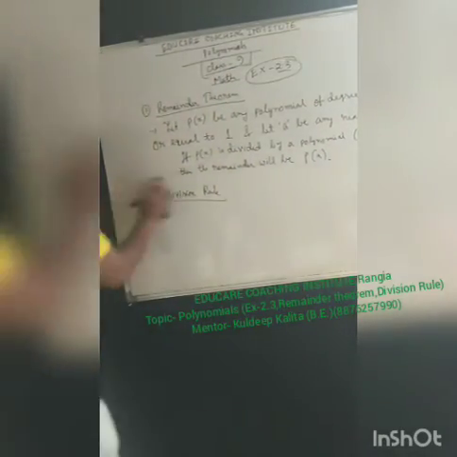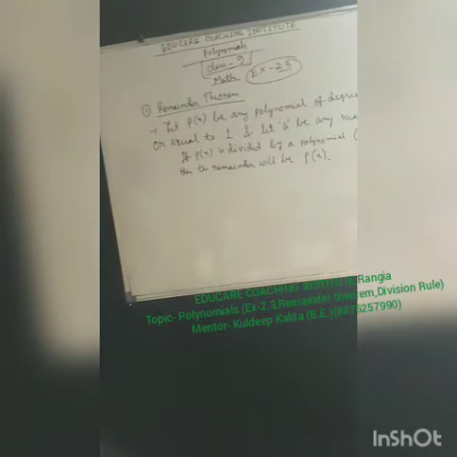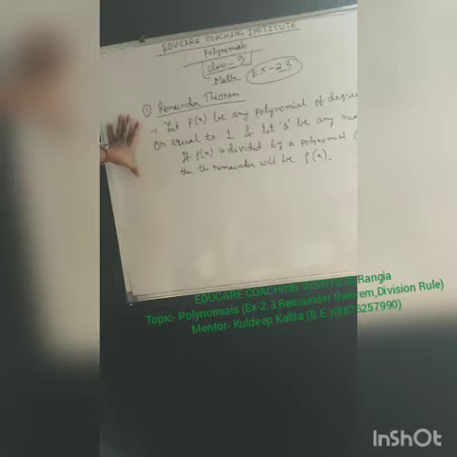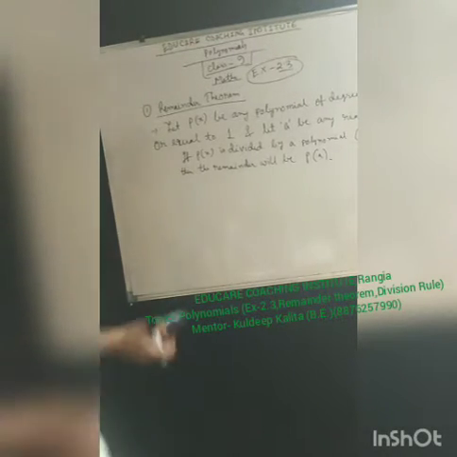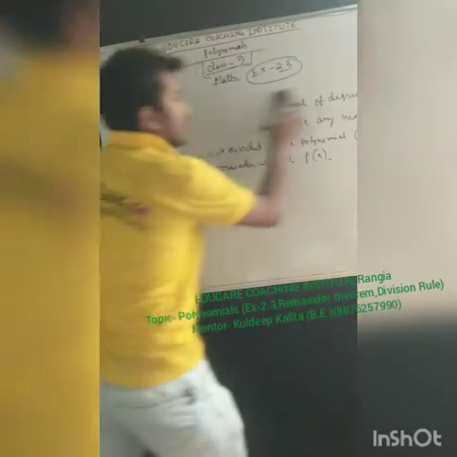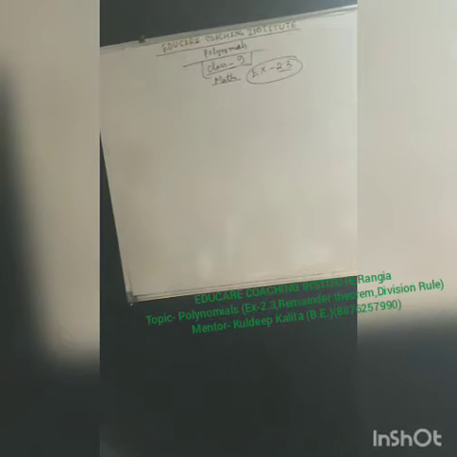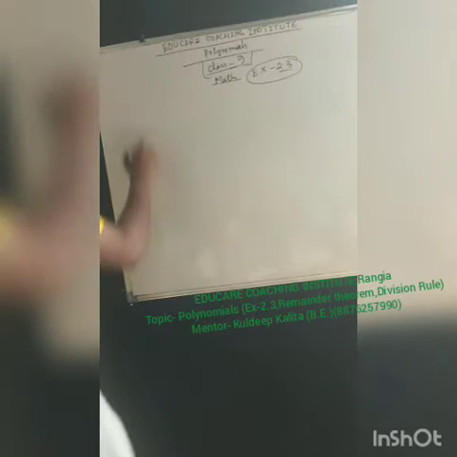Actually the definition is somewhat complex, but if we take an example, it will be easier for us. So you have to write the remainder theorem as it is. This is the book definition. Let us take an example.